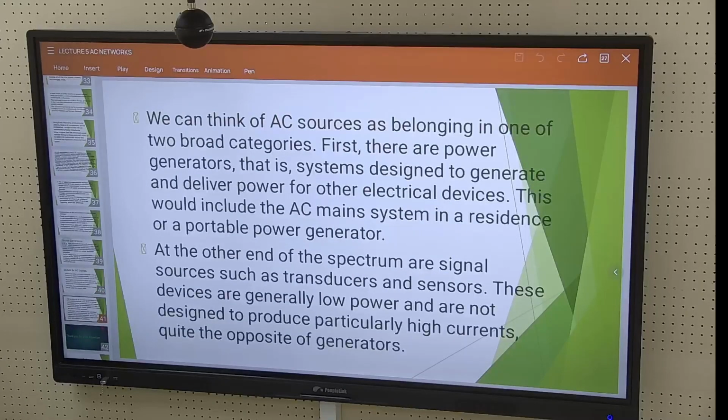We can think of AC sources as belonging to one of two broader categories. First, there are power generators, that is, systems designed to generate and deliver power for other electrical devices. This would include the AC mains system in a residence or a portable power generator. At the other end of the spectrum are signal sources such as transducers and sensors. These devices are generally low power and are not designed to produce particularly high current, quite the opposite of generators.